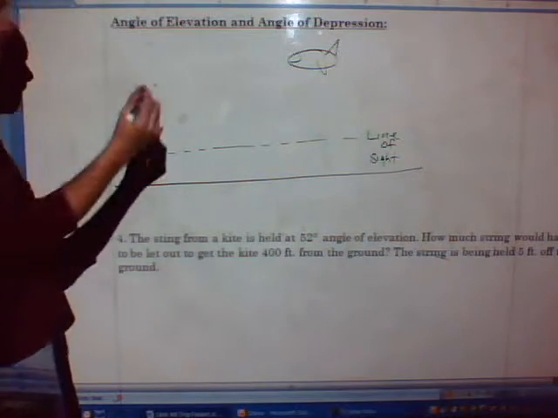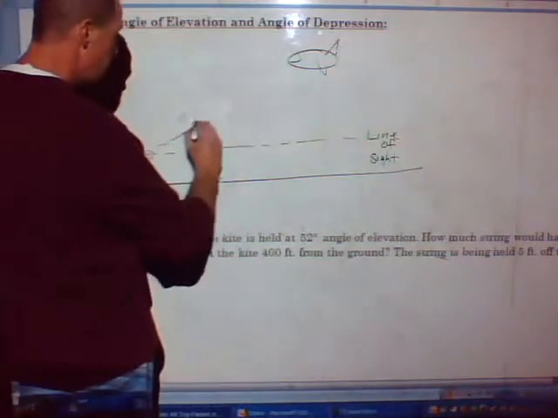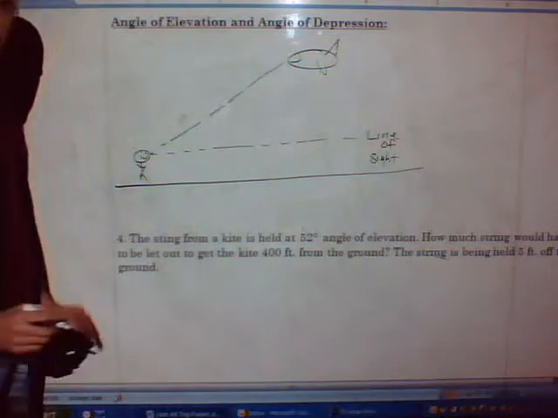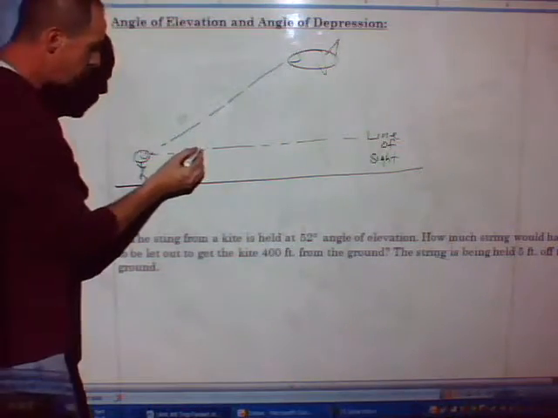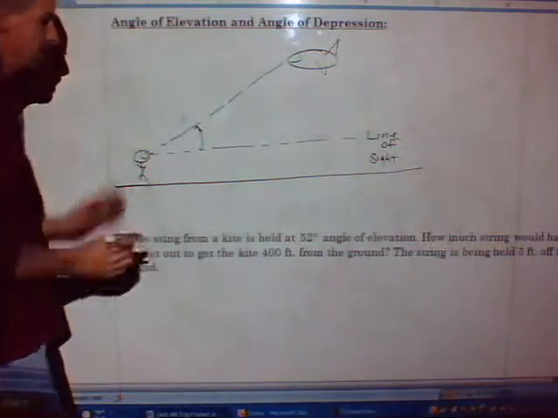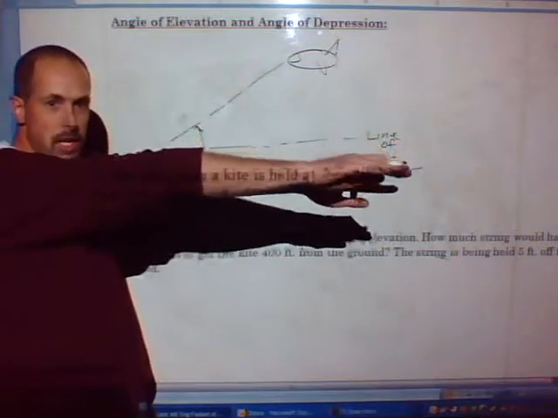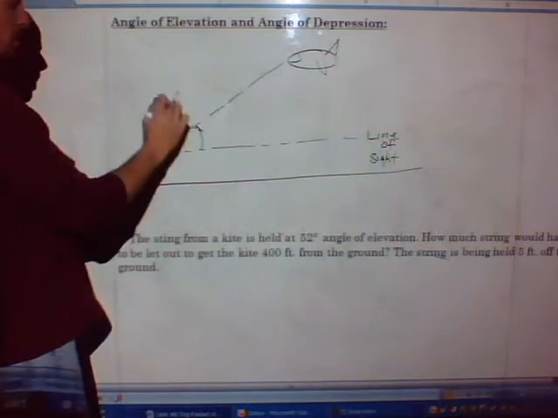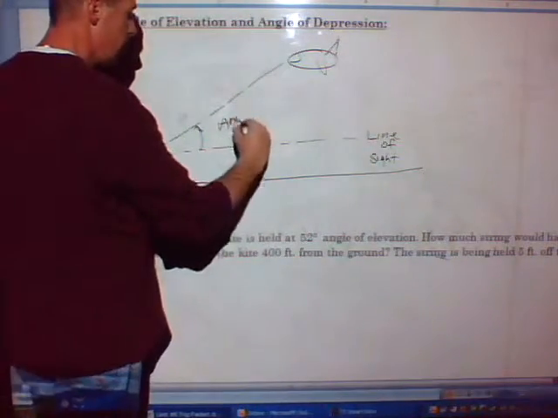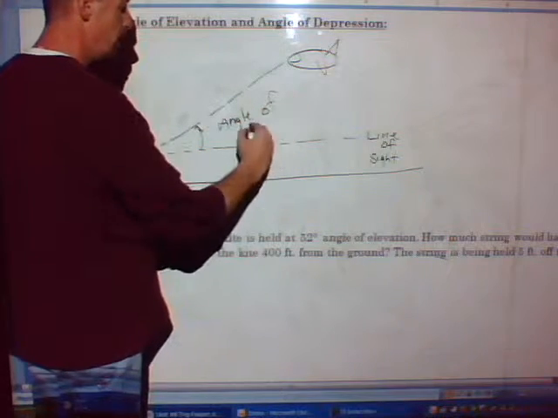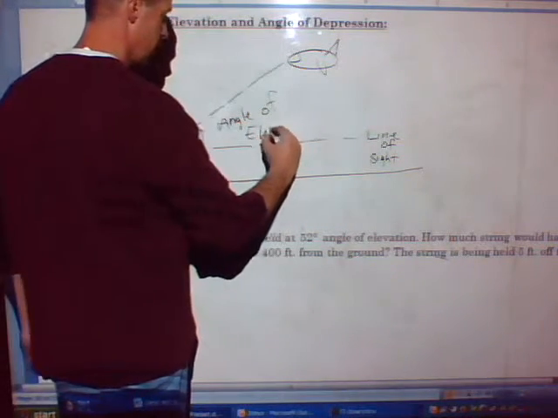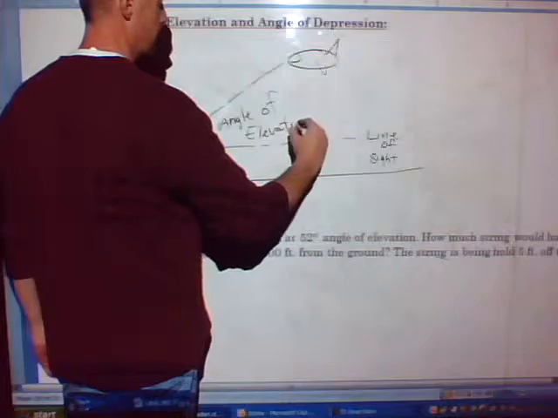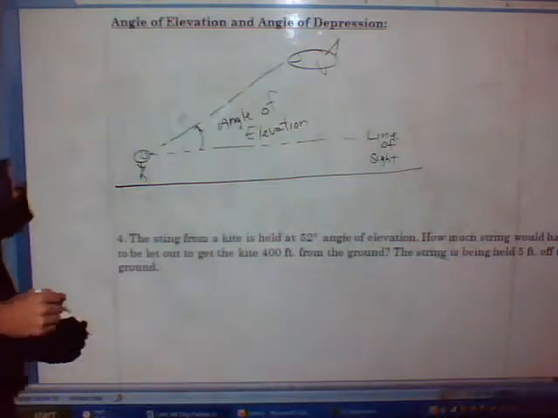And then, if you spotted something up in the air, you would look up at that object. Well, there's an angle that's formed from your line of sight to what you're looking up to. So when you look up, there's an angle formed in between. This is called the angle of elevation. That's the angle of elevation.